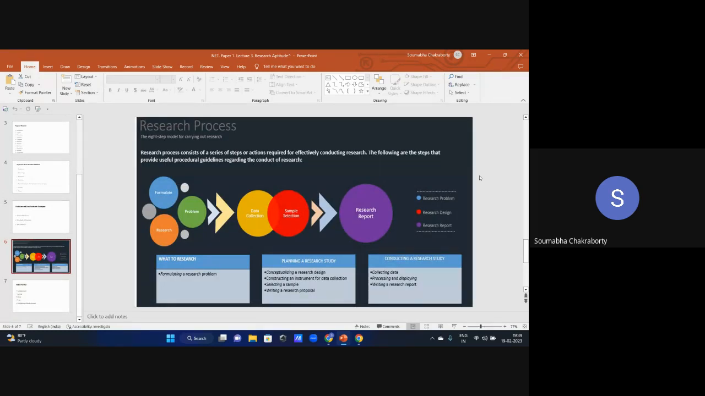Now, in this section, there are several phases of research. The first phase is the identification of a research problem. This section is important because it will not only help you with your NET exam, but also in the formulation of your PhD or MPhil thesis, or probably in writing your master's dissertation as well. So the first step towards any research is to formulate a research problem.